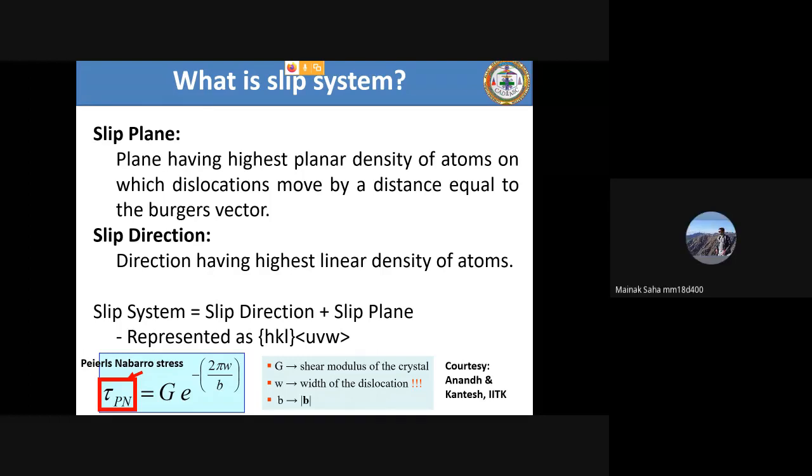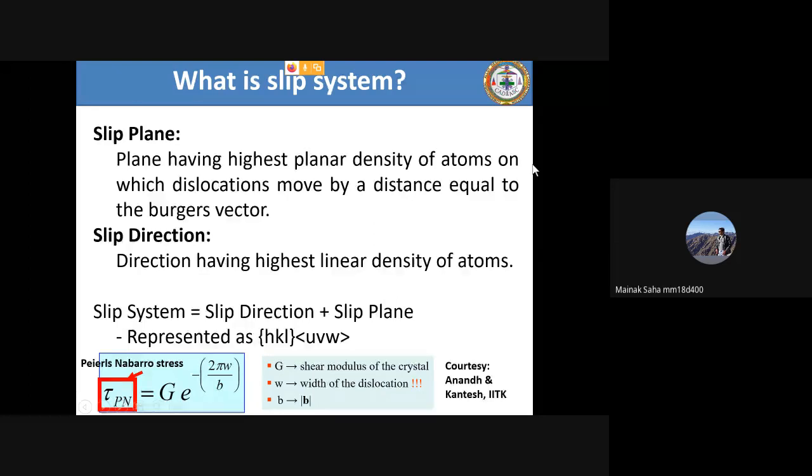Sure. No problem. I made a small mistake initially by telling that W is equal to A by 1 minus mu, and I defined A wrongly. I'm sorry for that. A is nothing but the spacing between the planes, or the interplanar spacing. If this is a plane, and this is a plane, the spacing between the planes is equal to A. And B is the distance between the two atoms in a particular plane.